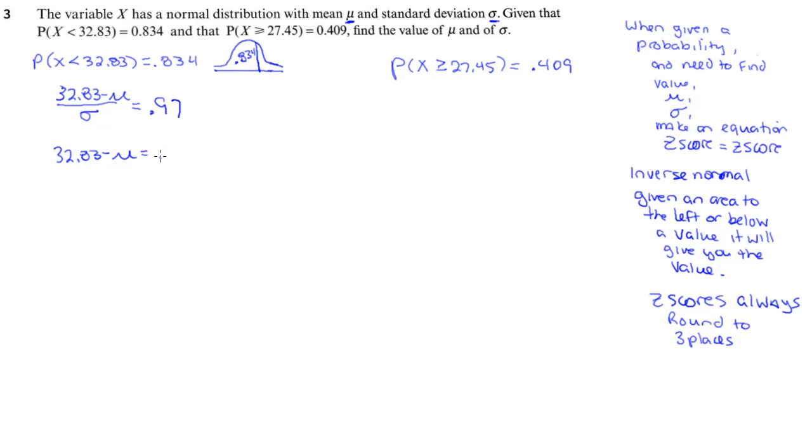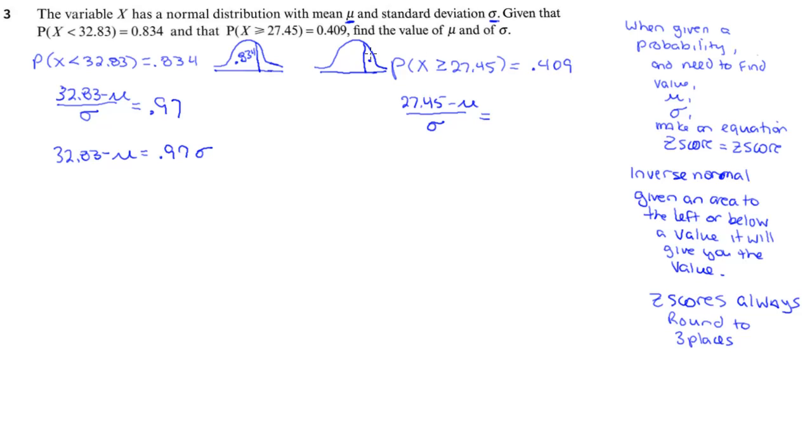Now, I'm going to go ahead and multiply both sides by the standard deviation, and I'm going to get this equation here. Now I'm going to do the same thing for the other piece of information. I'm going to convert this first thing to a z-score by using the formula.